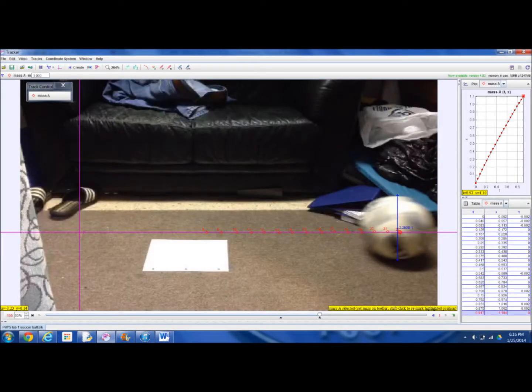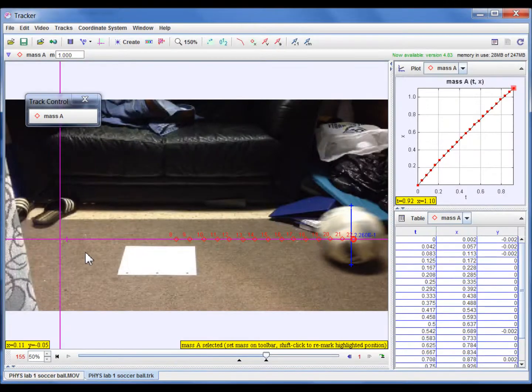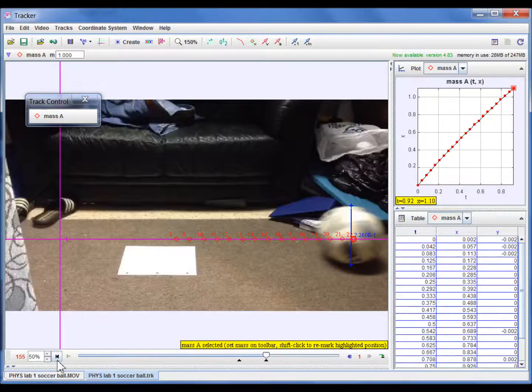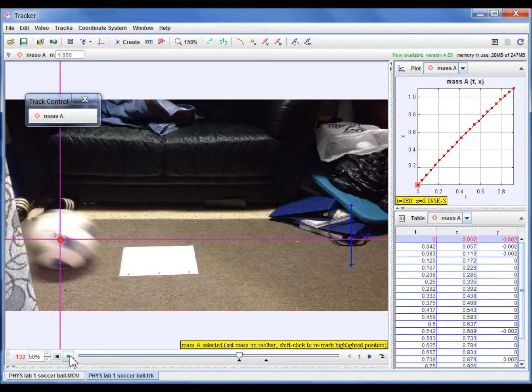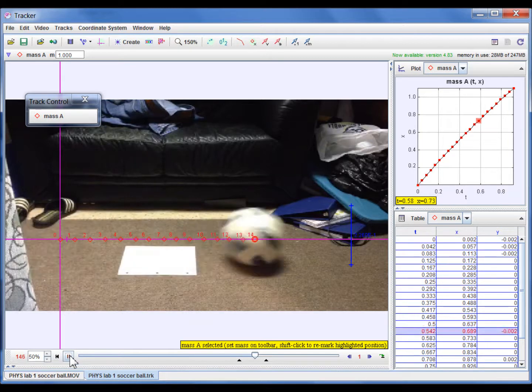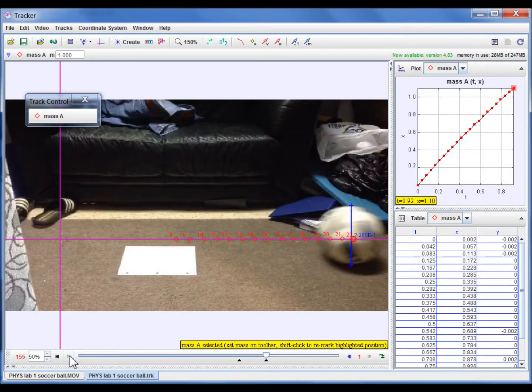For example, if I were to call the horizontal axis the y-axis, the ball would instead be rolling along the y-axis and perpendicular to the x-axis. When I play the Tracker video, the object's path is also tracked and simultaneously graphed in a position versus time plot.